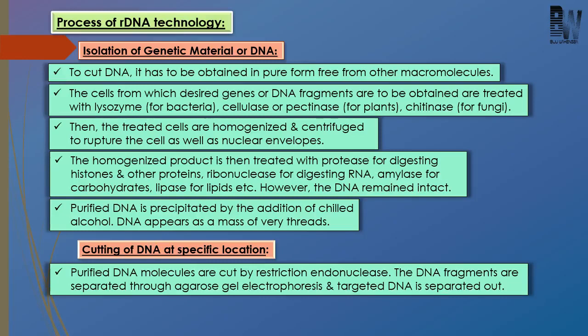But before the desired DNA is inserted into the vector, the target DNA needs to be amplified. That is, it needs to be produced in large number, and this can be achieved through PCR. So our next step will be PCR.